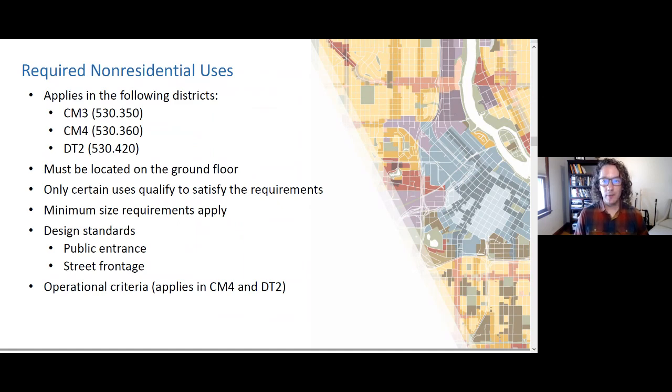There are minimum size requirements that apply for these spaces. Only certain commercial uses qualify, but we should say that the list of qualifying uses is quite broad in CM3, and it includes almost all commercial uses. That narrows a bit in the CM4 and DT2 districts where existing commercial activity is the highest. These requirements also come with some design standards and some operational criteria in some cases, so please do pay close attention to this new provision in Chapter 530. With that, I'm going to hand it back to Jason.